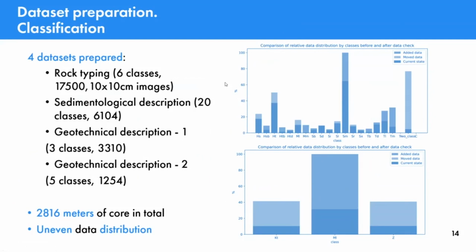And 4 datasets were prepared by such methods: for rock typing, for sedimentological description, and 2 datasets for geotechnological description. So 2,860 meters were analyzed in such a way to prepare the datasets. And as can be seen, the data distribution is quite uneven, which could influence the step of algorithm training. But applying a special methodology, we can fight this issue.